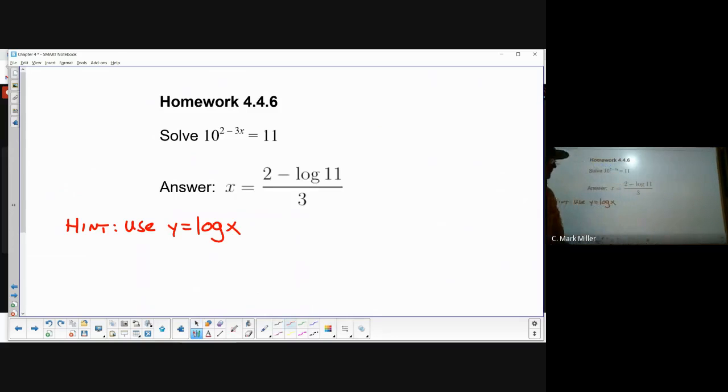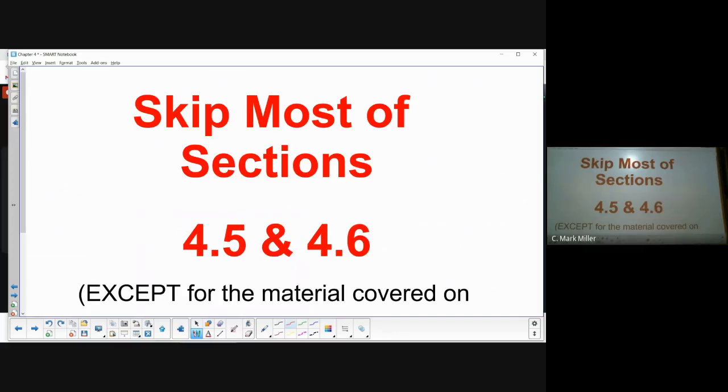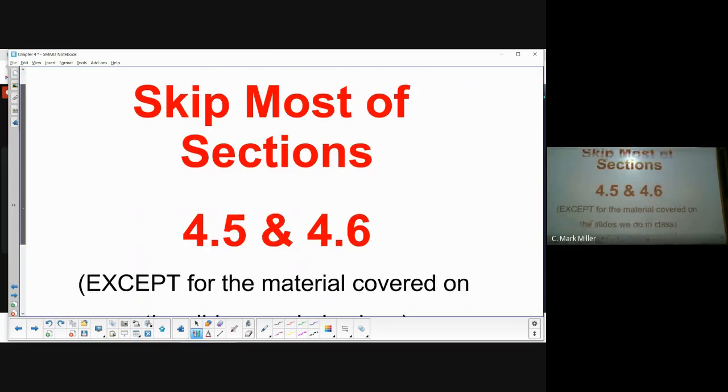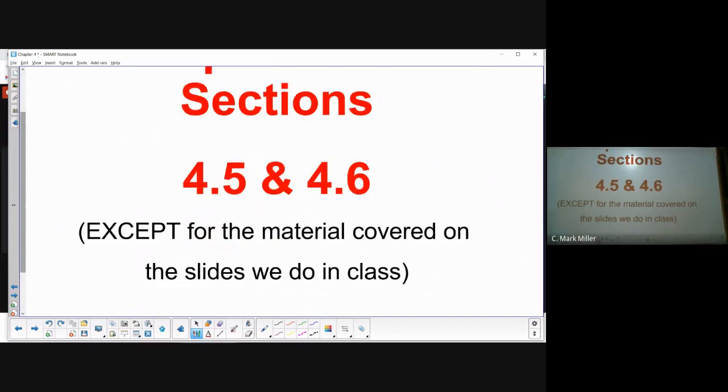So let's move on. We're going to get the four-letter word students love. Test. Oh, I'm sorry. Skip. We're going to skip most of Force 5 and Force 6, except for the material we cover in the slides. It's on the slides. You need to do those kinds of problems in the book.